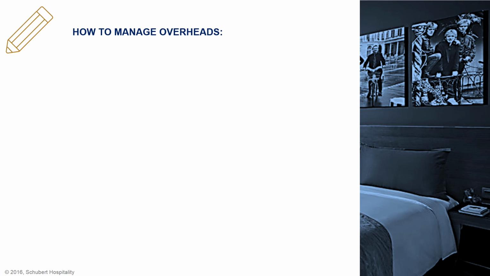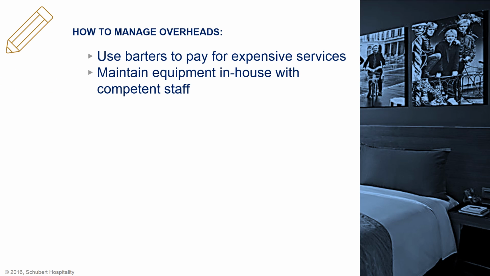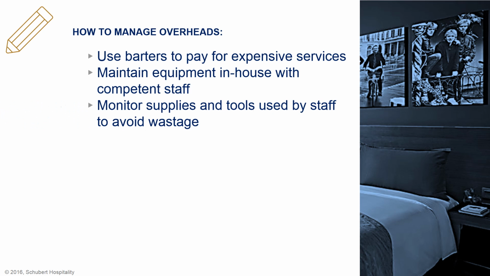Furthermore, the hotel may use barter agreements to pay for expensive services by using rooms or meals as exchange for these services, maintain equipment in the hotel with competent staff or outsourced suppliers in a proper way and checking that the work done is of good quality, monitor supplies and tools used by staff to avoid waste, have a good stock control system in place, even if the hotel uses a software such as Microsoft Excel to do so.